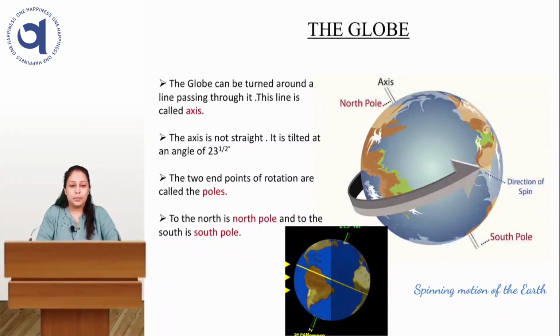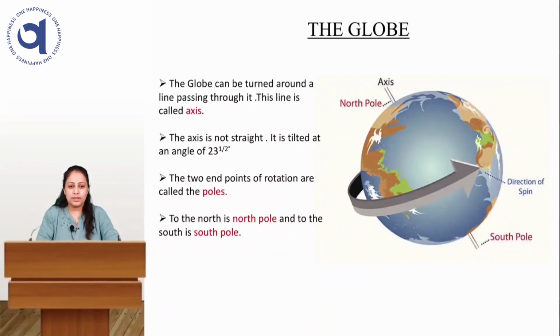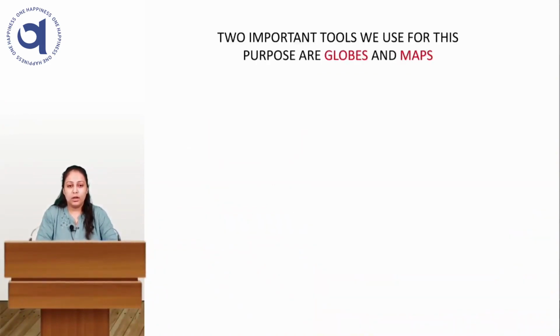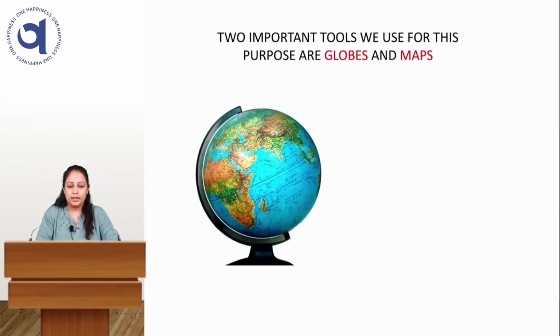The 2 end points of the rotation are called poles. The starting and the ending 2 end points are called poles. To the north is the North Pole and to the south is the South Pole. To study about Earth, our geographers have given us 2 tools, globes and the map.